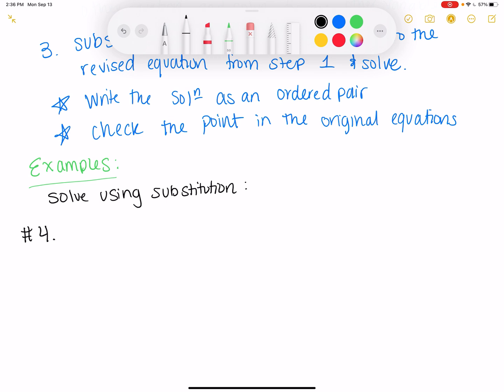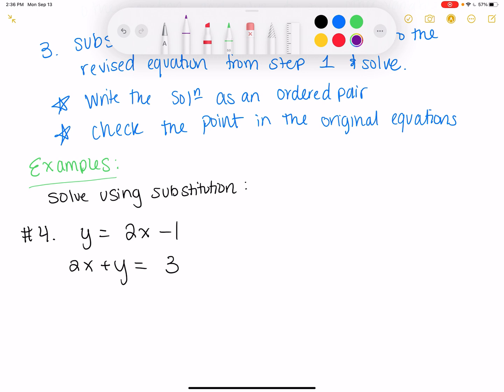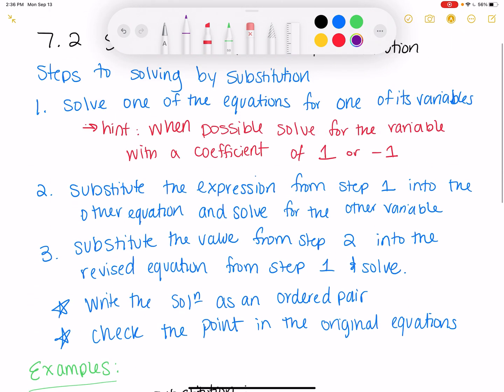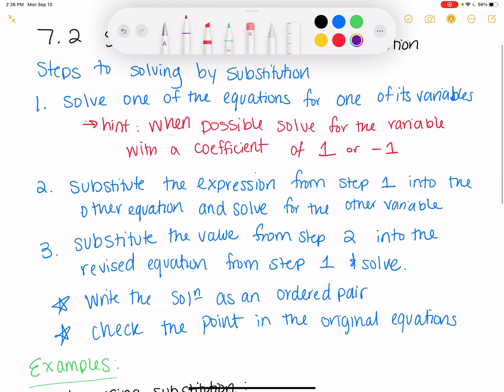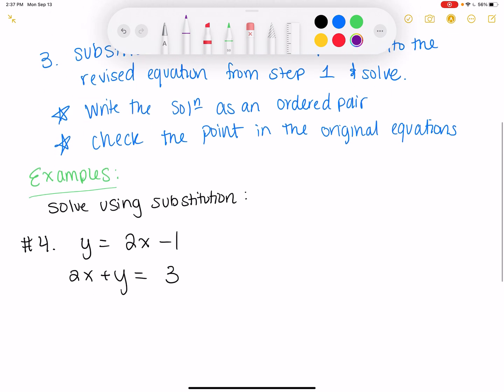Alright, so the first one I'm going to do is number 4. So the first equation is y is equal to 2x minus 1. And the second one is 2x plus y is equal to 3. Alright, so looking back, step 1 says to solve one of the equations for one of its variables. Okay, when possible, do it with one that has a coefficient of 1 or negative 1.